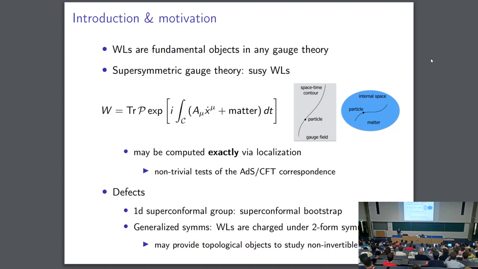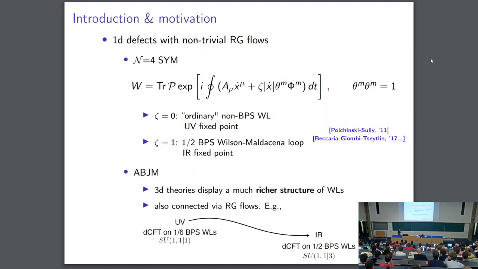And finally, most recently, there's the trend of generalized symmetries. And Wilson loops are charged under two-form symmetries, so they may provide topological objects to study non-invertible symmetries. Also, if you think about them as 1D defects, you can also study non-trivial RG flows taking place on them.